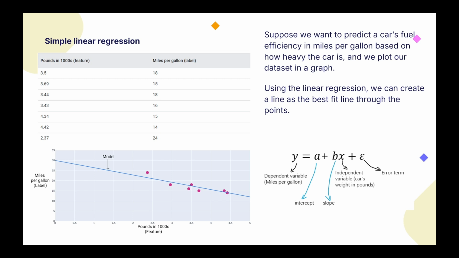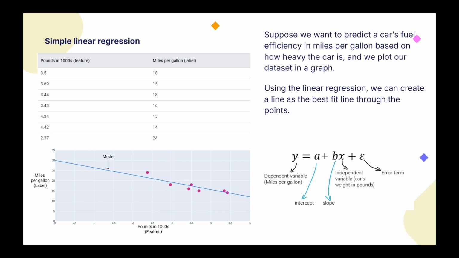Let's step into simple linear regression, where we have one independent variable and one dependent variable. Consider predicting a car's fuel efficiency based on its weight. We plot our dataset and use linear regression to find the best fit line that passes through these points. This line, represented by the equation y equals a plus bx plus the error term, where a is the intercept and b is the slope, helps us understand how changes in weight affect fuel efficiency.